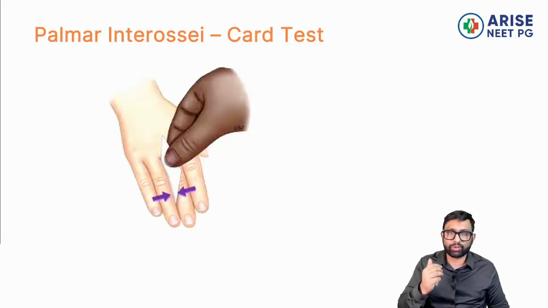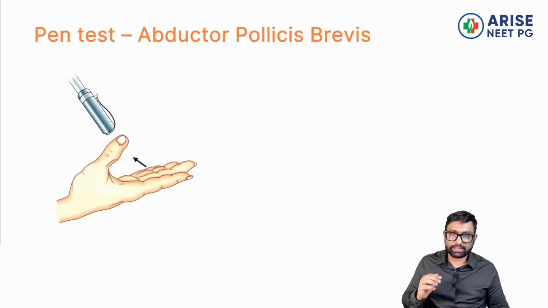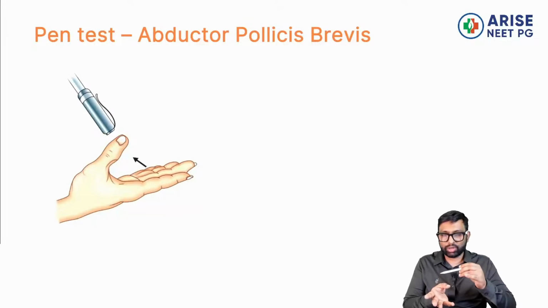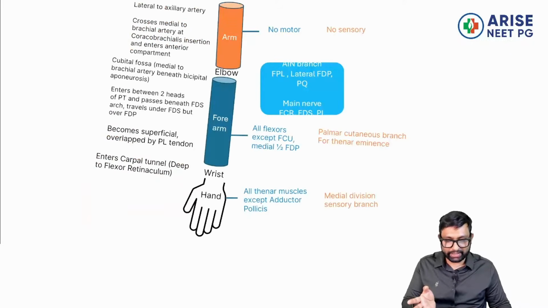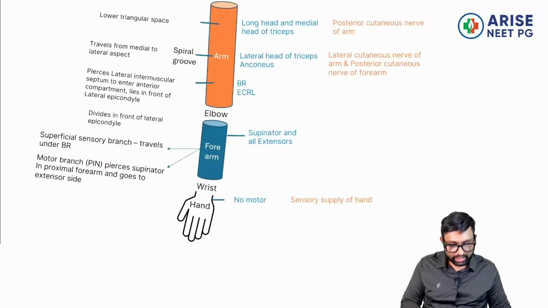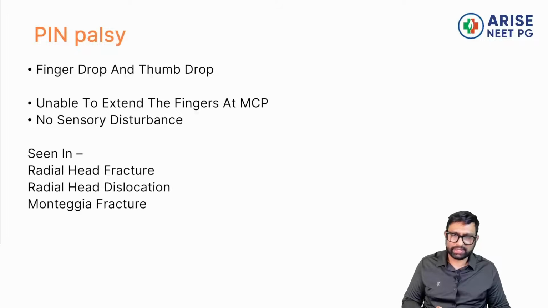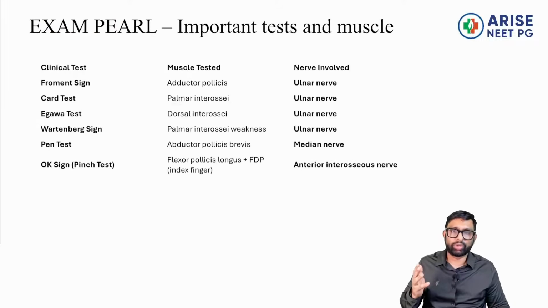So if you want to check for palmar interossea, you keep a card, and palmar interossea helps in adduction. So adduction should be strong. The next one is the Igawa's test that you do for dorsal interossea. Then for abductor pollicis longus, you keep a pen and test for the pen test. And then in pin palsies, all of this I think you can study. I'll just go into the next question.